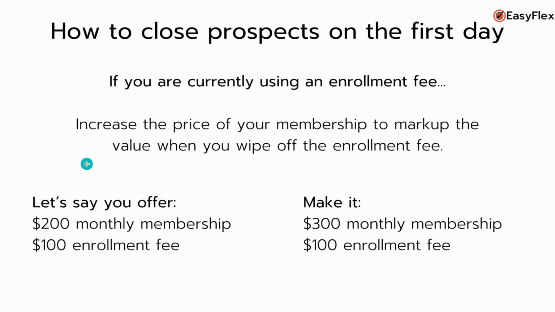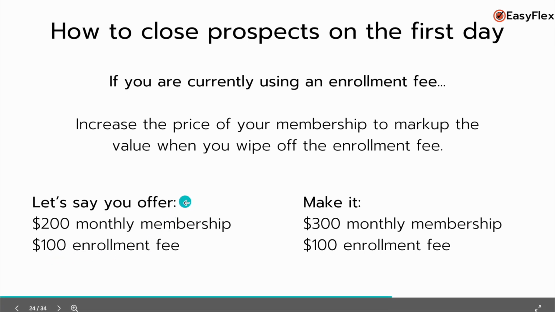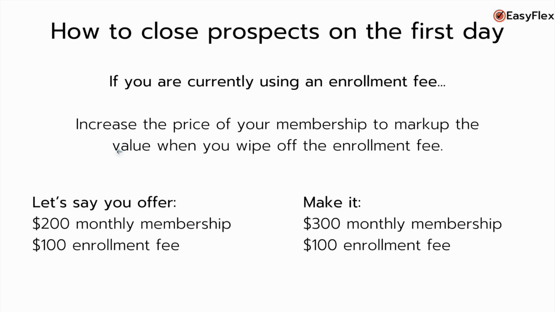So if you are currently using an enrollment fee, you can still maneuver your pricing so that you don't take a loss. Let's say you offer a $200 monthly membership and you're currently offering a $100 enrollment fee, and you're not using the strategy we just discussed. What I'd encourage you to do is increase the price of your membership by $100 to mark up the value. So then when you wipe off the enrollment fee, you can just wipe it off altogether. So instead of 200, you say it's 300 with that enrollment fee, and then you wipe that off altogether. So it's just the membership.